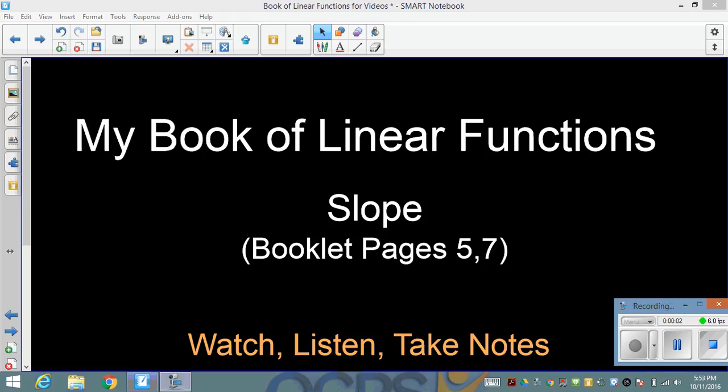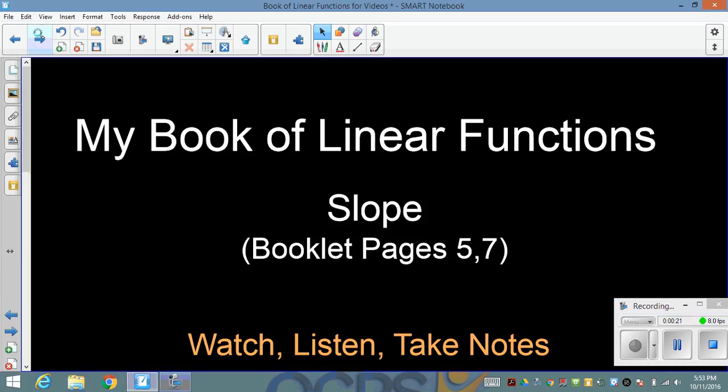In this video, we are going to continue looking at our key features of linear functions by looking at slope. We are going to take our notes in our booklet on pages 5 and then on 7. Page 6 is a different video. As always, you are going to watch, you are going to listen, and you are going to take notes.